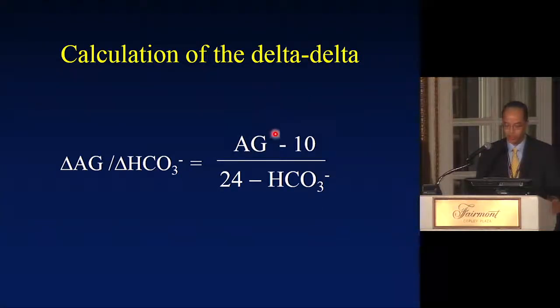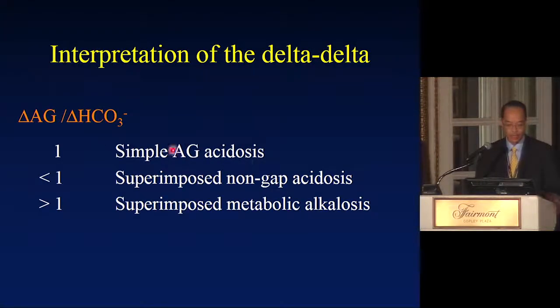So if you assume a normal anion-gap is 10, you subtract 10 from the actual anion-gap in the patient. If you assume a normal bicarb is about 24, you take the bicarb of the actual patient away from 24, and that gives you the delta anion-gap and the delta bicarb, and you simply calculate the ratio between them. And it should be 1 if it's simple anion-gap acidosis.